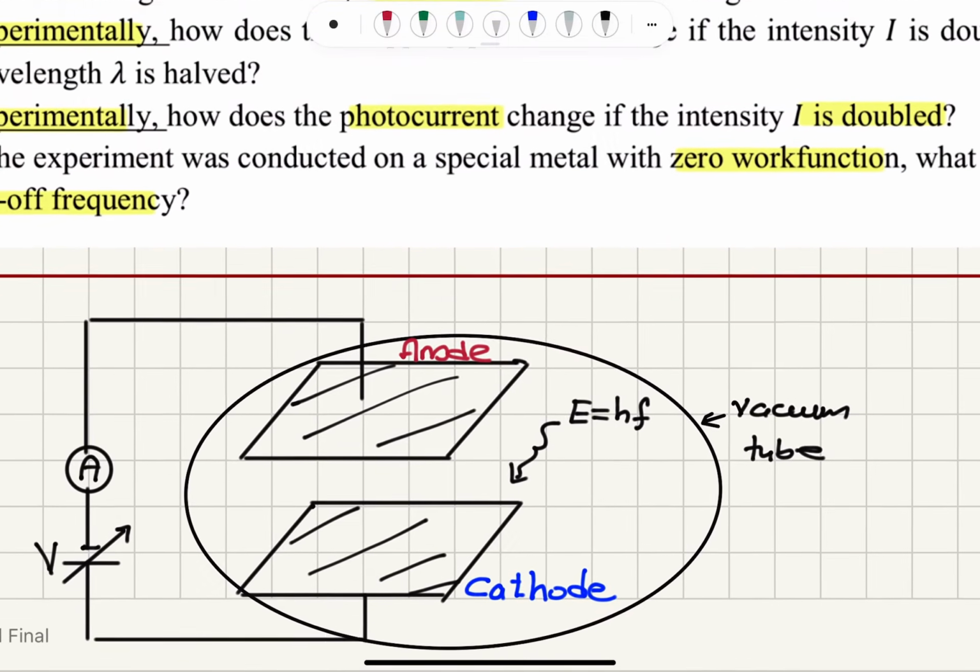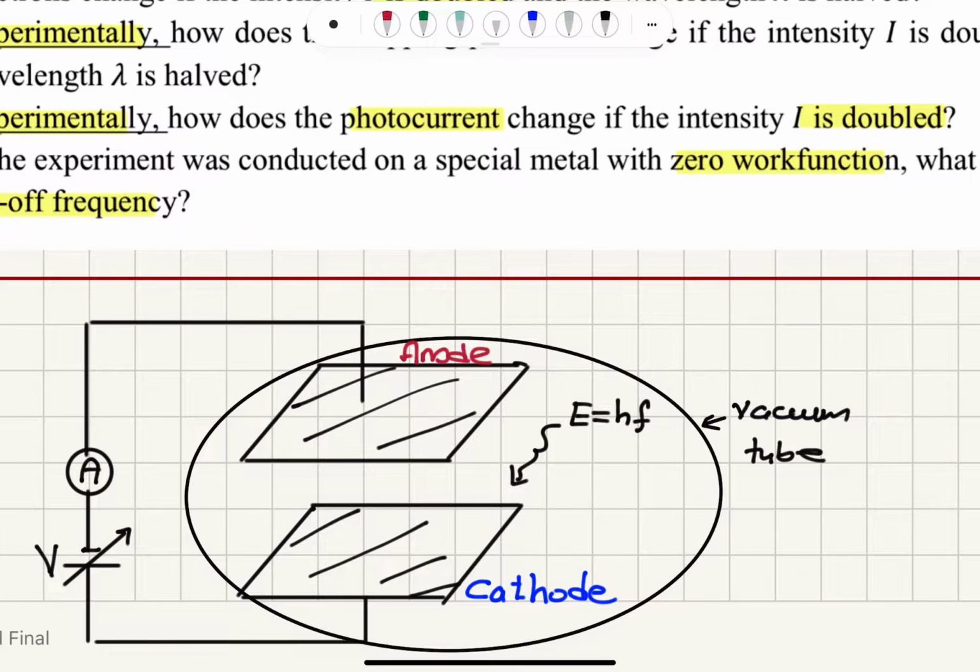Okay, so here is the experimental setup. We have two metal electrodes. One is the cathode, the other one is the anode. We send light onto the cathode. The photoelectrons are ejected, and they travel towards the anode inside a vacuum tube. So there is no other gas inside this tube that may be ionized due to the presence of these electrons. So the electrons basically travel directly from the cathode towards the anode.